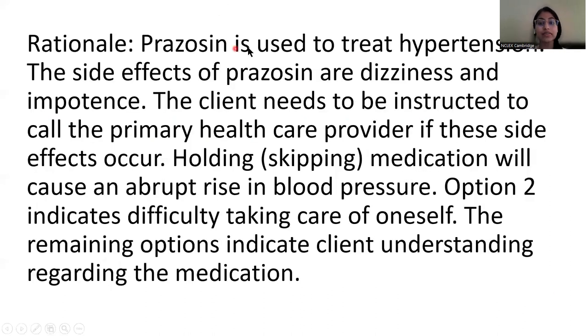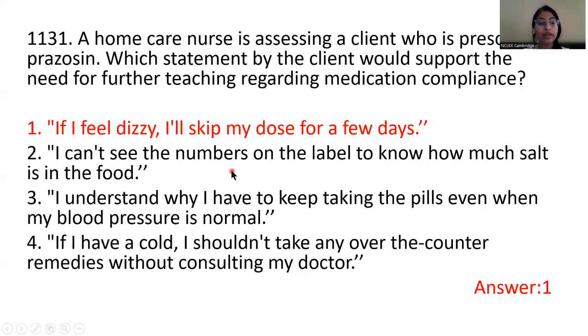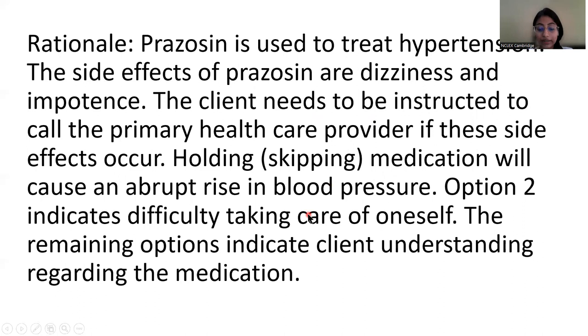Prazosin is used to treat hypertension. The side effects of prazosin are dizziness and impotence. The client needs to be instructed to call the primary healthcare provider if these side effects occur. Holding or skipping medication will cause an abrupt rise in BP. Option 2 indicates difficulty taking care of oneself. So option 2 does not need further teaching because the patient is just telling us that he is having difficulty with something.